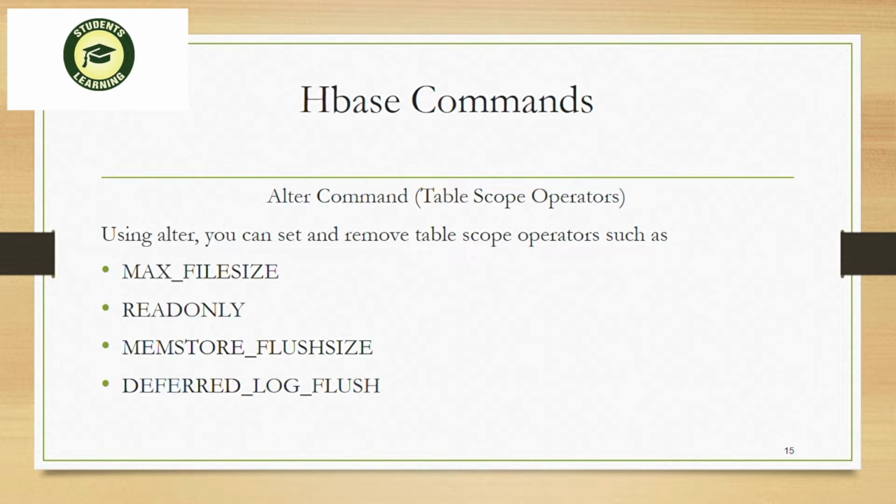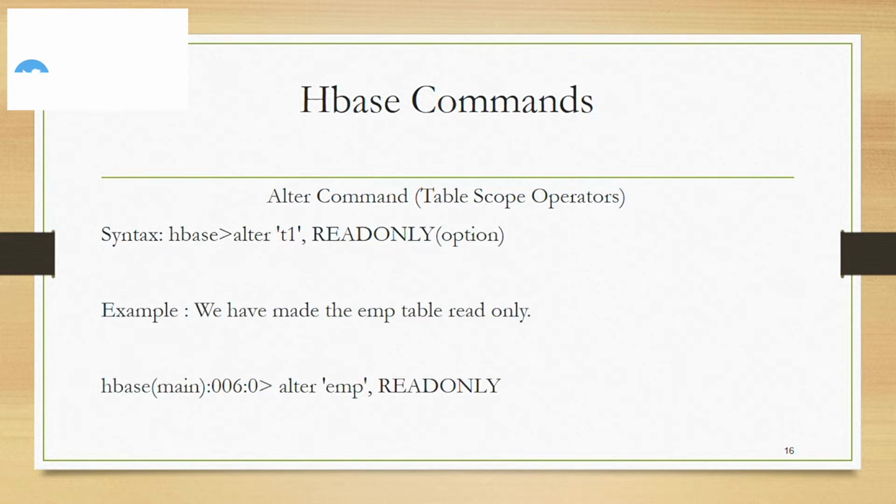Second, suppose I want to change table scope operators using the alter command. You can set or remove table scope operators such as maximum file size, read only, memory store flush size and deferred log flush size. That is a property of the alter command in terms of table scope operations. For this, there is a first scenario. Suppose I want to change the status of your table to read only. What we can do for this is just write alter T1 comma read only. Read only is your option.